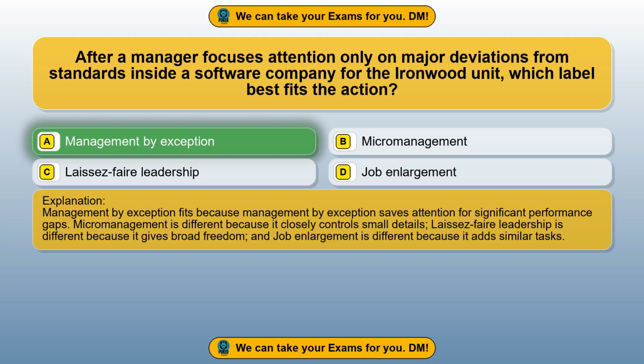Management by exception fits because management by exception saves attention for significant performance gaps. Micromanagement is different because it closely controls small details. Laissez-faire leadership is different because it gives broad freedom, and job enlargement is different because it adds similar tasks.